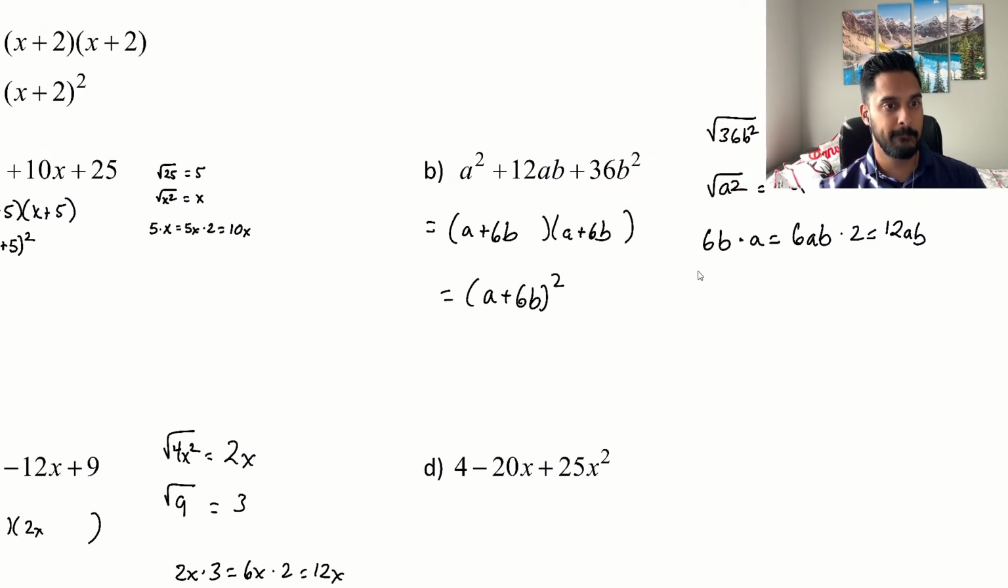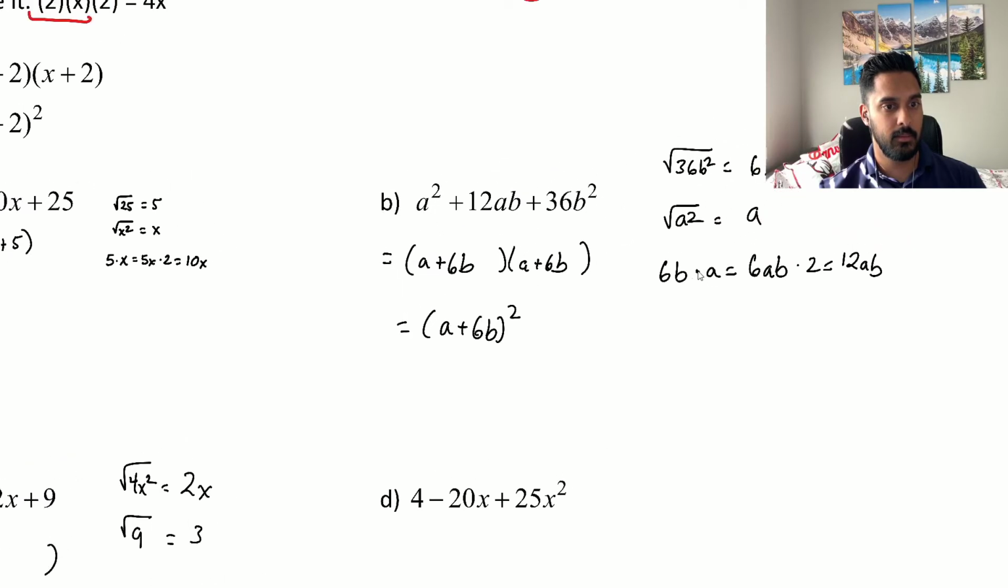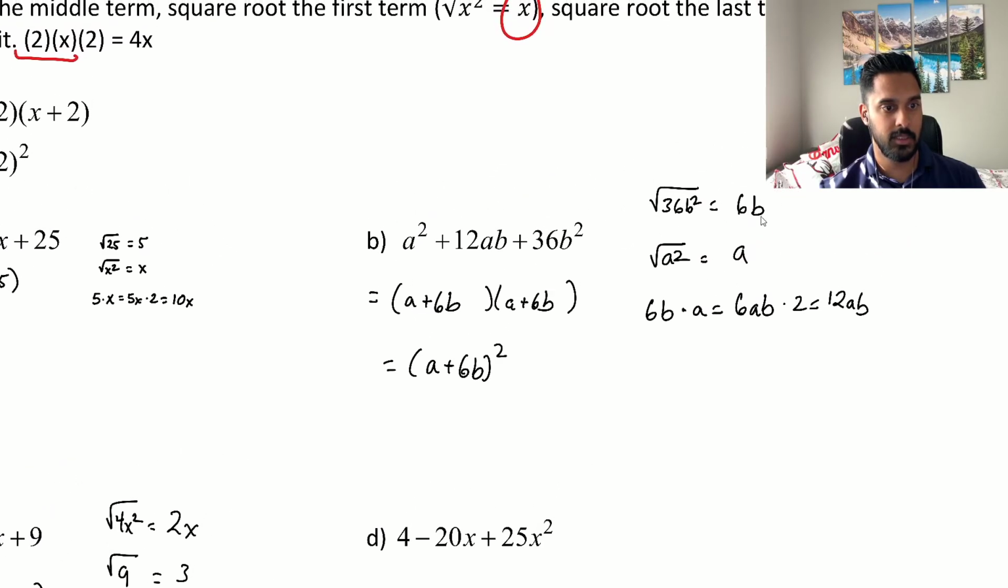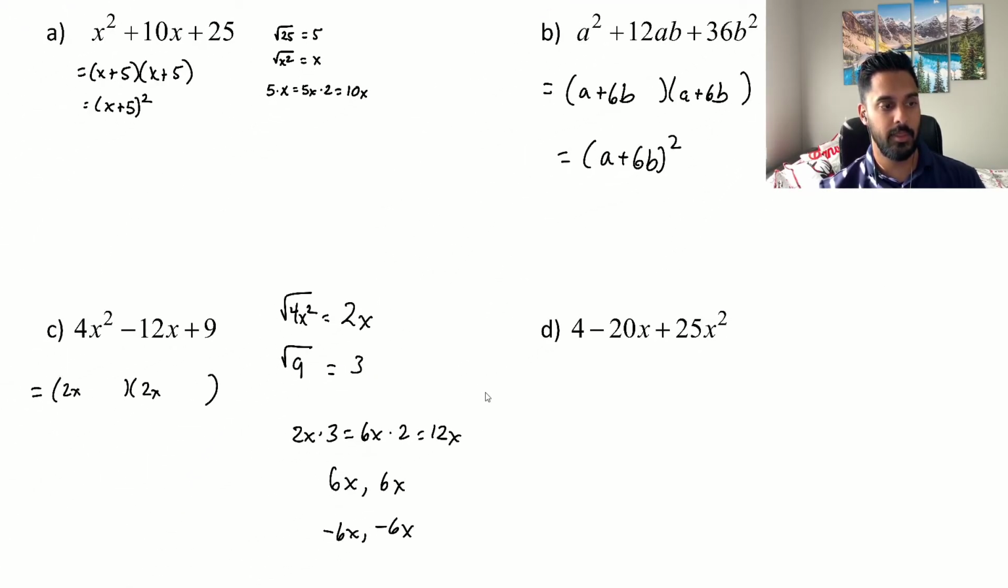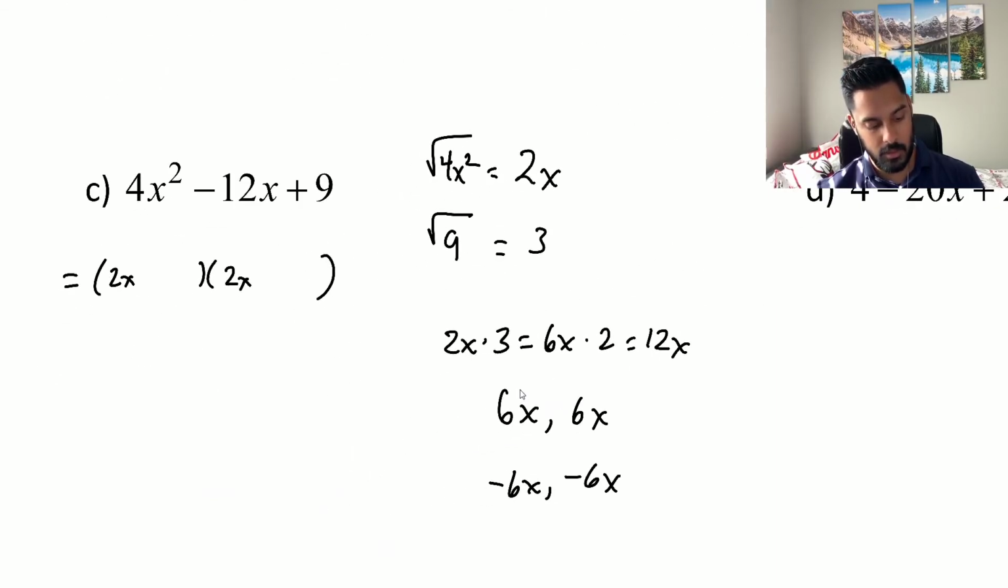Here, this one worked as well, so 36, I had my 6b went in, square root of a squared, my a went in, so here's no different. My 2x will go in, my 3 will go in. Okay, so 3, 3. And both the signs coming from here, so minus, minus. Okay, 2x minus 3 squared.